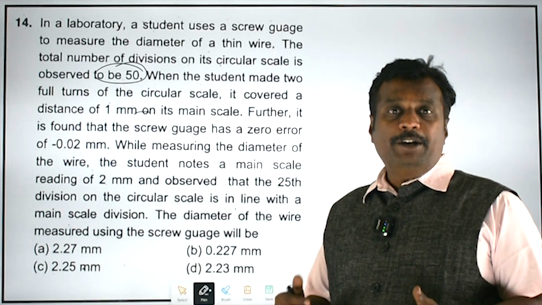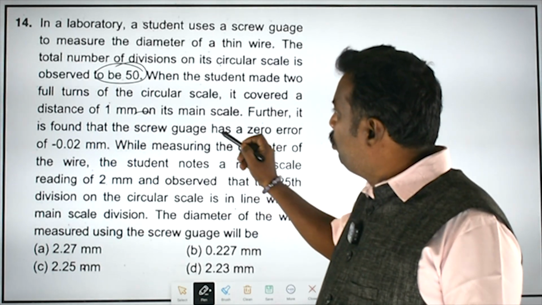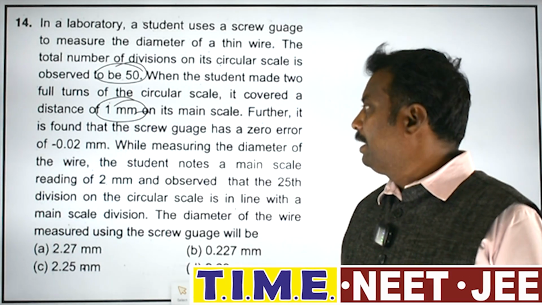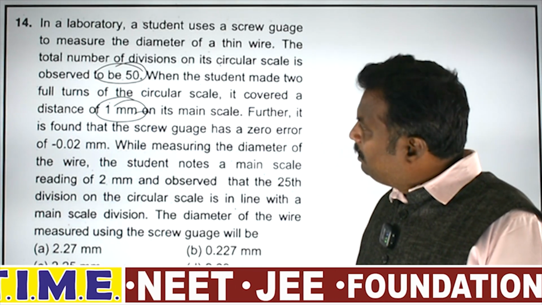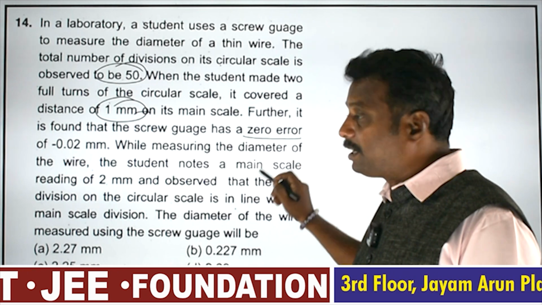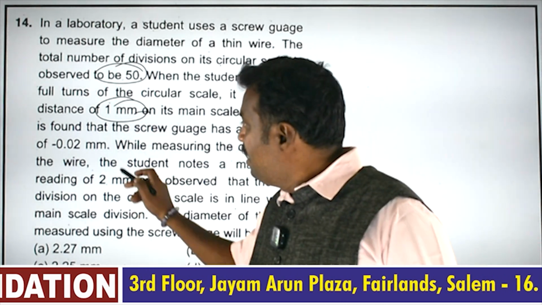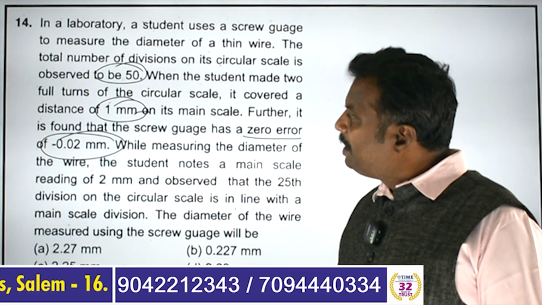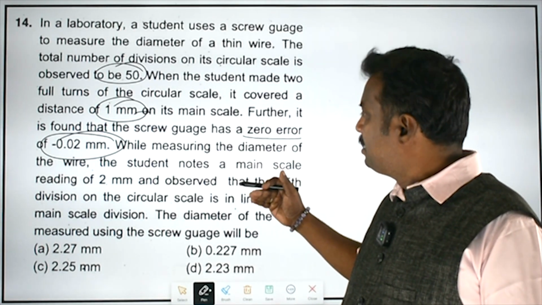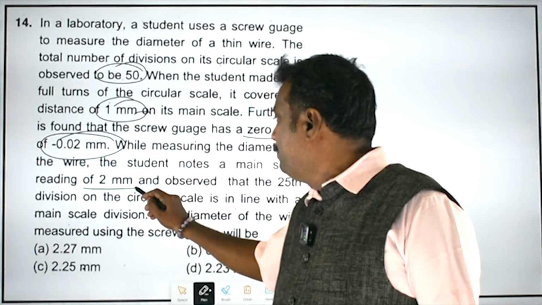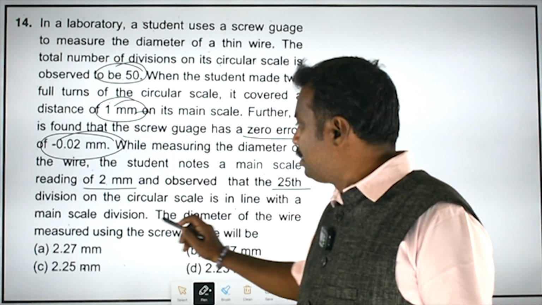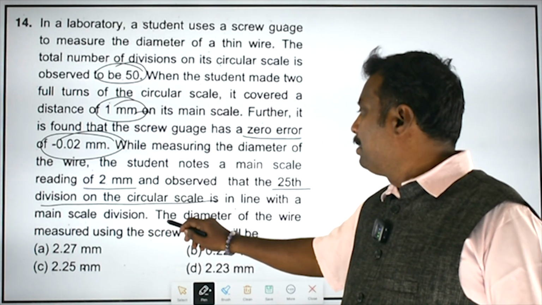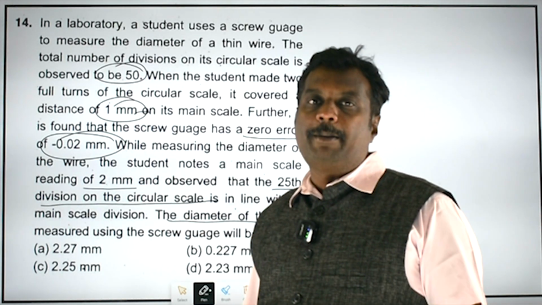When the student has made 2 full turns, it has moved 1 millimeter. If we turn 5 times, it moves 5 millimeters, right? So here there is a change. Further, it is found that the screw gauge has a zero error, and it is minus 0.02 millimeter. Then, while measuring the diameter of the wire, the student notes the main scale reading of 2 millimeter and the 25th division on the circular scale, the head scale, has coincided. What will be the diameter of the wire?